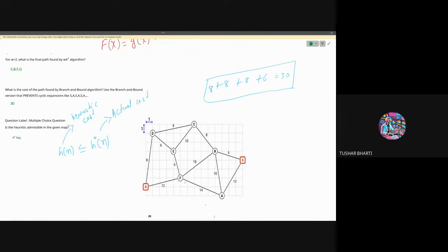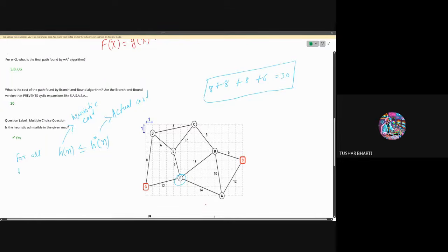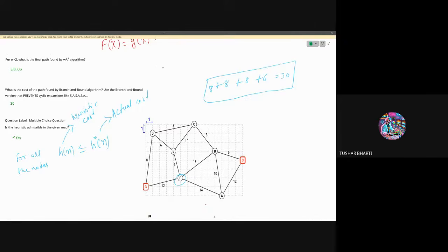So let's do this. If we calculate the heuristic for f, we have already calculated it. It will be 6, and this condition we need to check for all the nodes. So if we take f, f has a heuristic value of 6, and its actual cost is 12. 6 is less than or equal to 12.